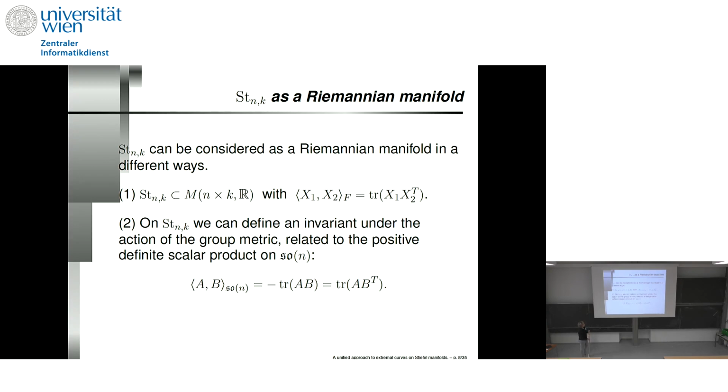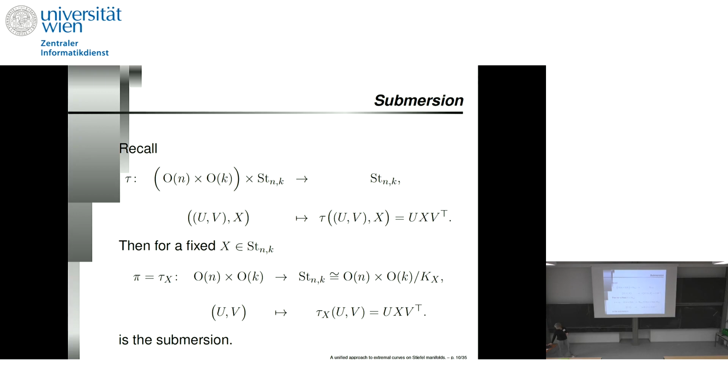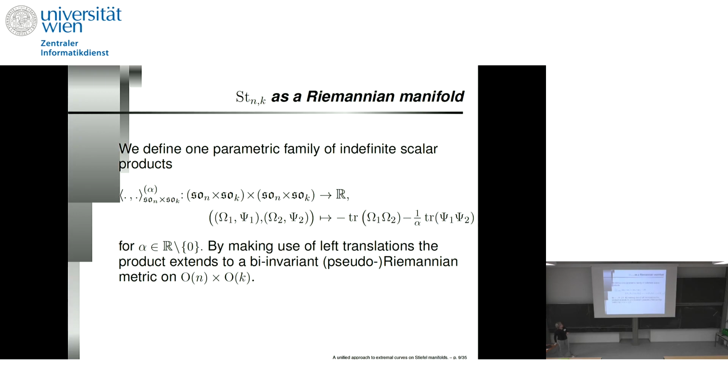Yes, so in this case, we just take the standard metric for the skew-symmetric matrices, and then under the group action, we define the left invariant metric on the group, and then it comes to the Stiefel manifold. This is a different approach to look at the Stiefel manifold as a Riemannian manifold.